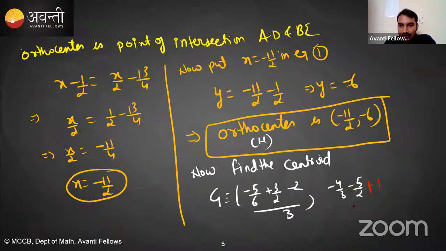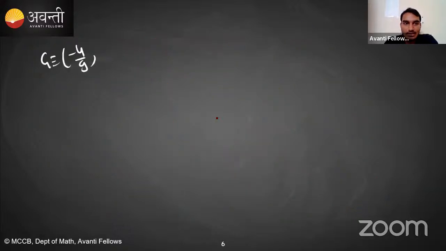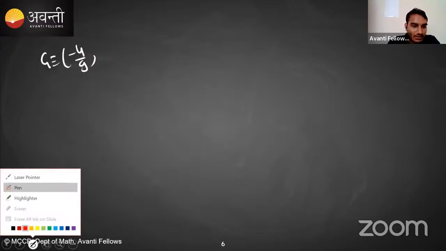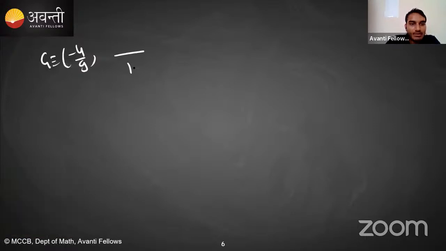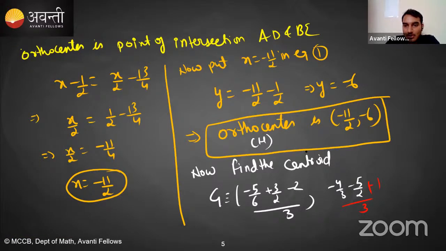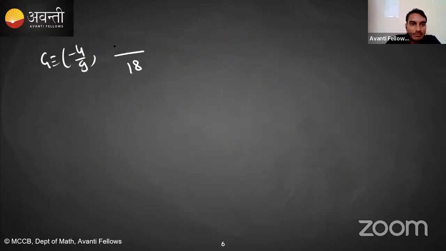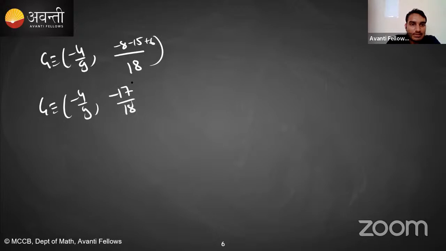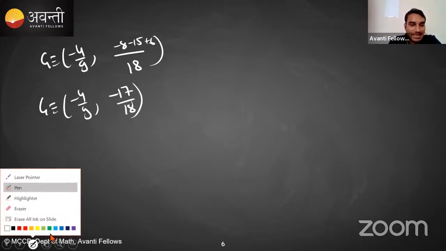Okay, did anyone solve it? +1 by 3. So how much is this coming? Everyone, what is your centroid coming? Anybody solve this? 18 minus 8 minus 15 plus 6. So the centroid is -4 by 9 comma -17 upon 18. So now we know the centroid. Centroid now we know, orthocenter we know. So how will you find the circumcenter?